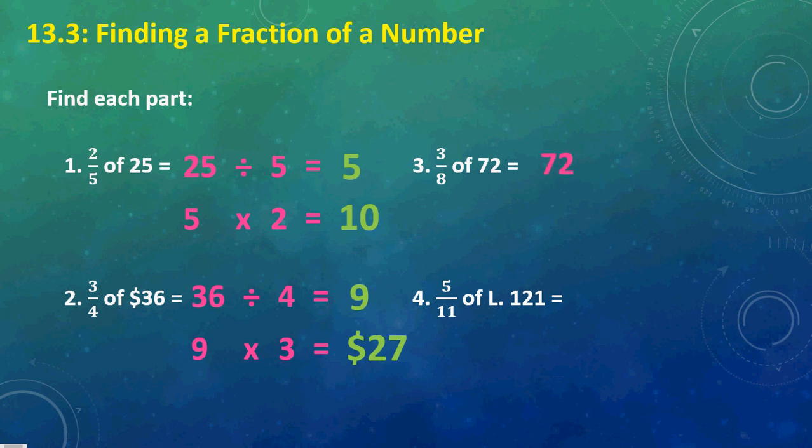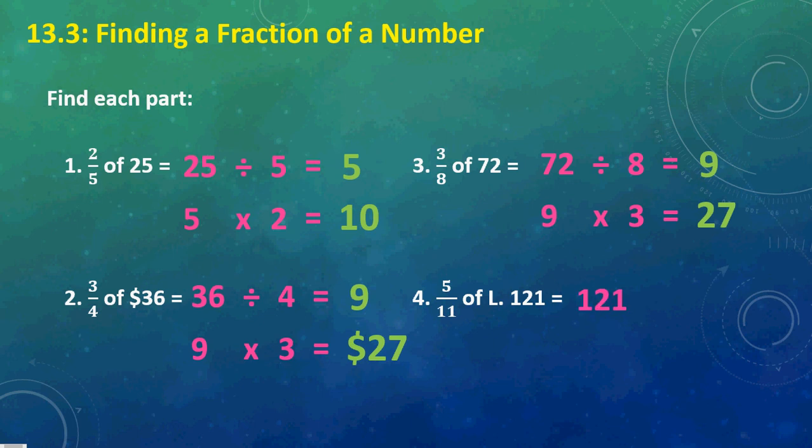We put the big number, 72, we divide it by our denominator, that in this case it's 8. We find the answer. 72 divided by 8, it's 9. Now, I'm going to take that 9, put it over here, and multiply times the numerator, that is 3. 9 times 3, it's 27. The last one for this lesson.